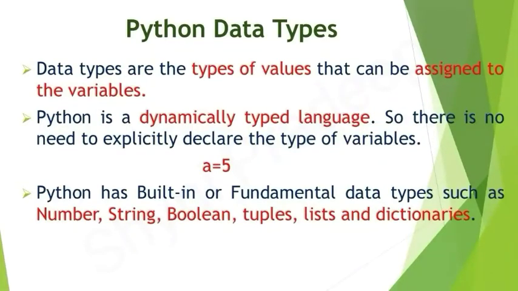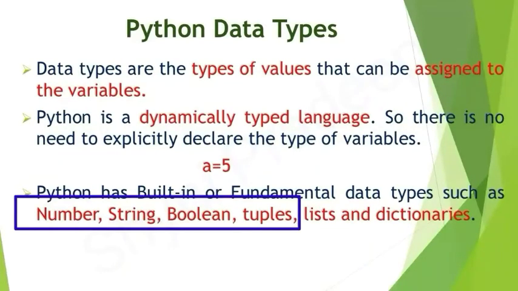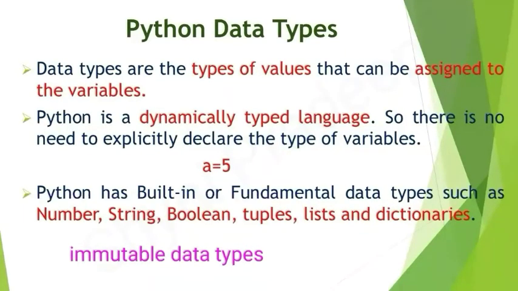Number, string, Boolean, tuples, list, dictionaries. So these are the commonly used data types in Python. Among the built-in data types, number, string, Boolean and tuples are immutable data types. Immutable data types means what? Immutable means once you assign a value to the variable, after that you cannot change that value. So that is called immutable, which means unchangeable.